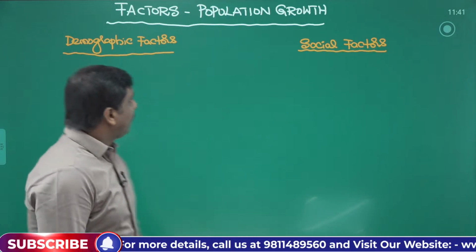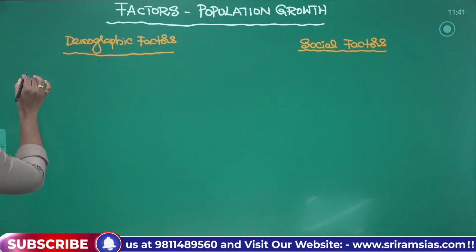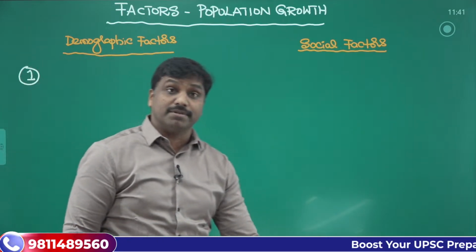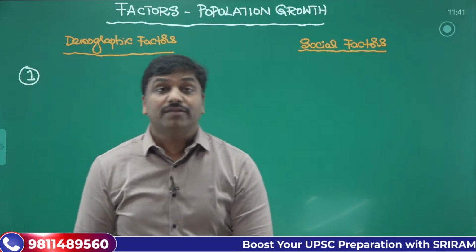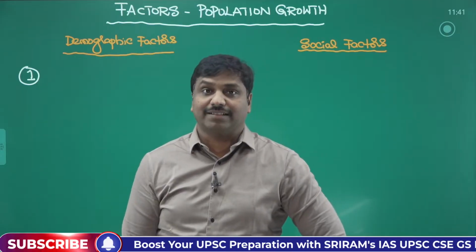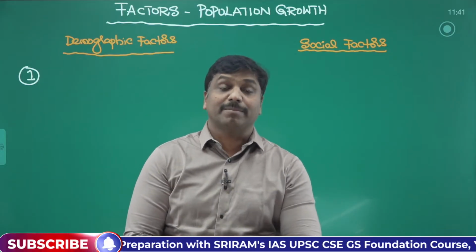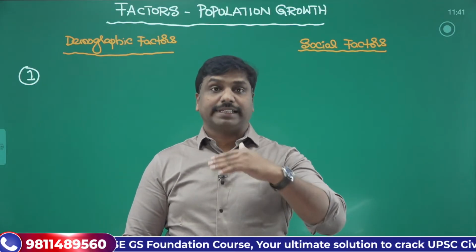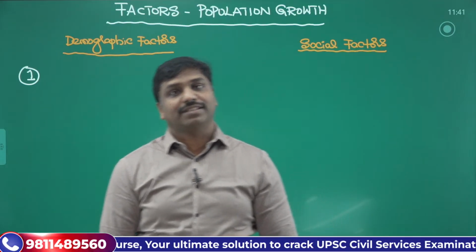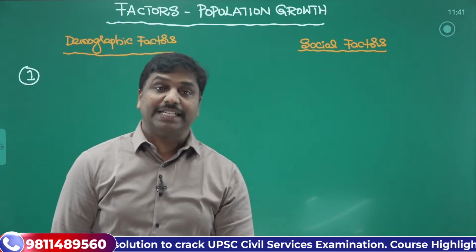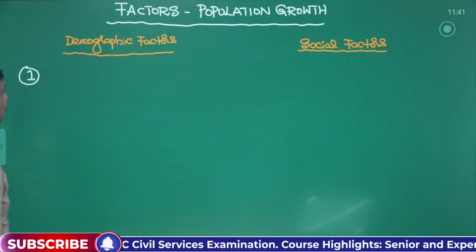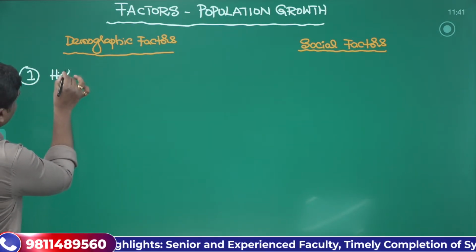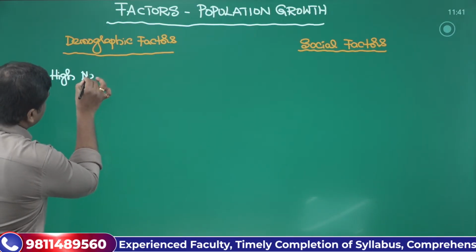So the first factor you can talk about is the birth rate. Birth rate is one of the important demographic factors. If you see systematically from India's perspective, there were high birth rates over a period of time, from the 20th century onwards. So this was one factor that was responsible: high birth rate, or you can say high natality.